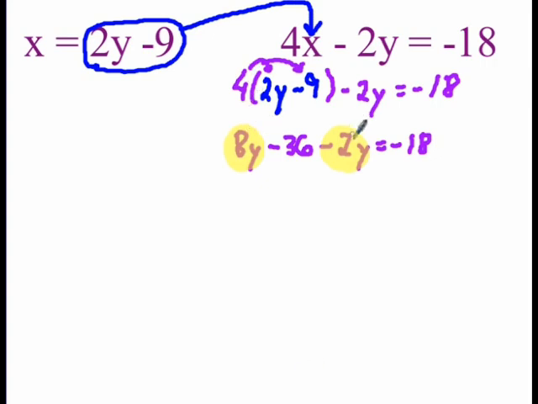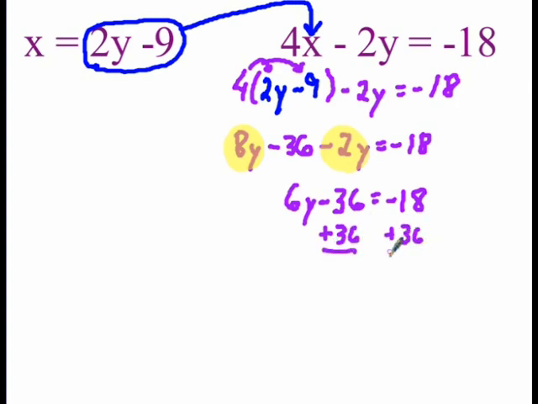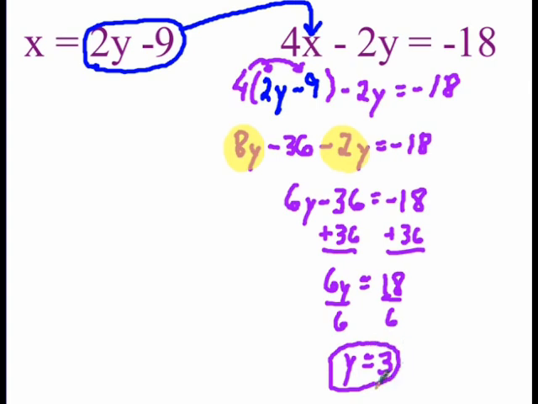So I'm going to do 8y minus 2y, which is 6y. Copy everything else. Math is a lot of copying. Not off your neighbor's paper, of course, just copying your step from above. So next, 6y minus 36 is negative 18. You know what to do. Add the 36 to both sides. Now we're left with 6y equals 18, divide by 6, and you are getting very excited because you know that y equals 3. So I circle that.